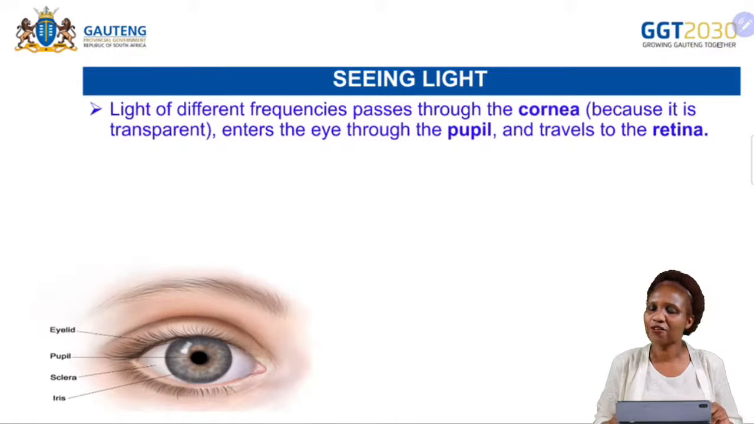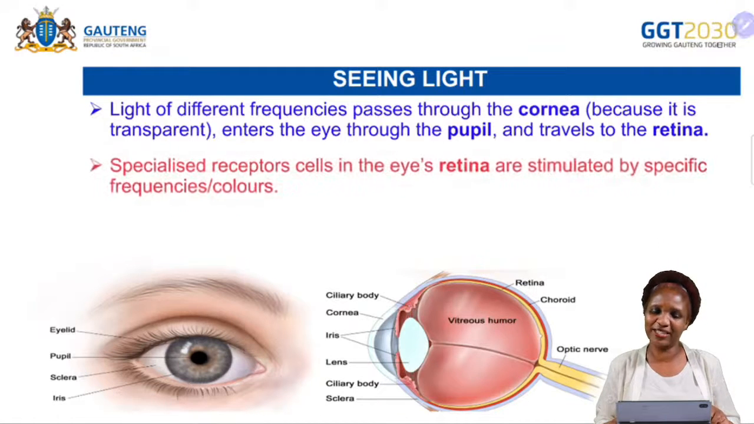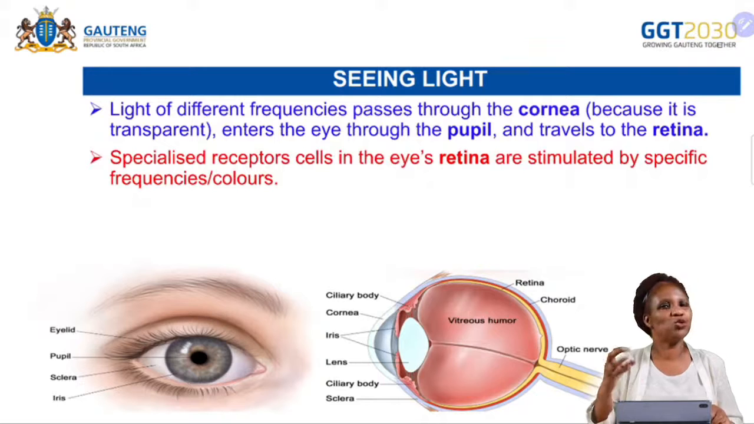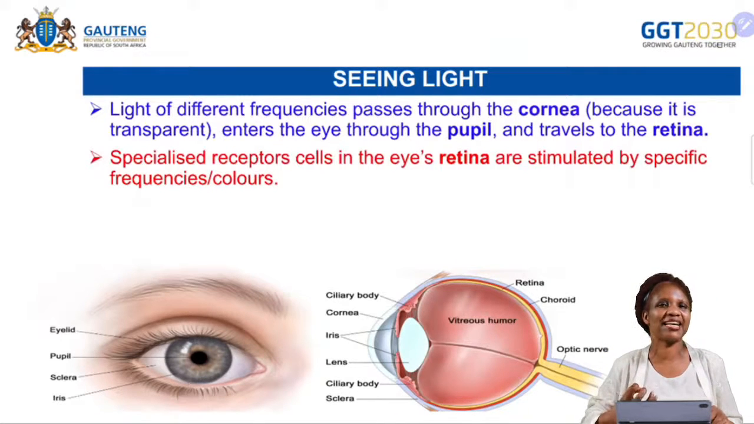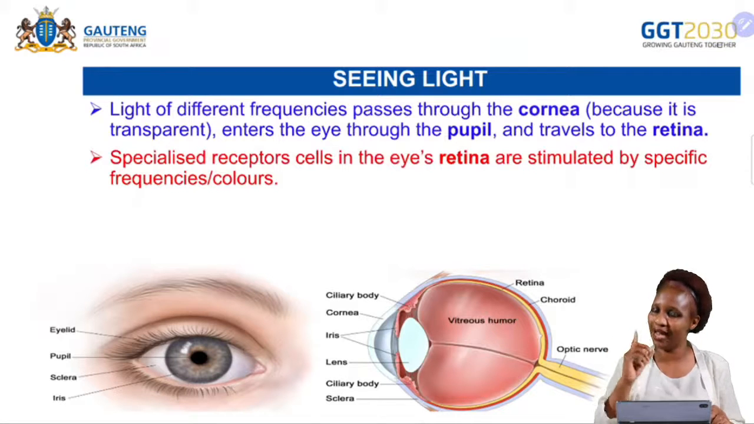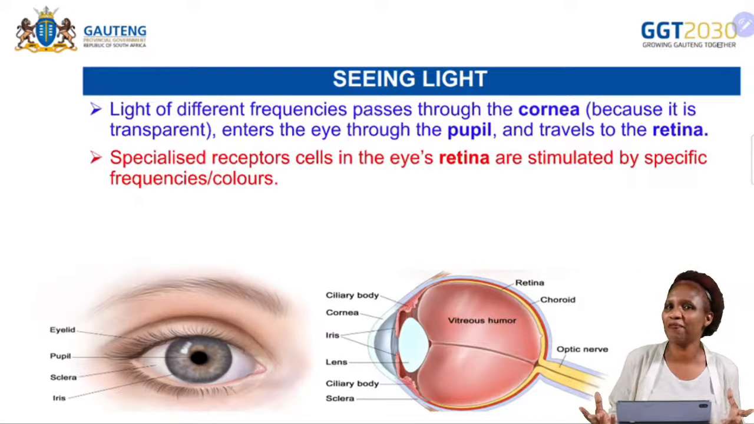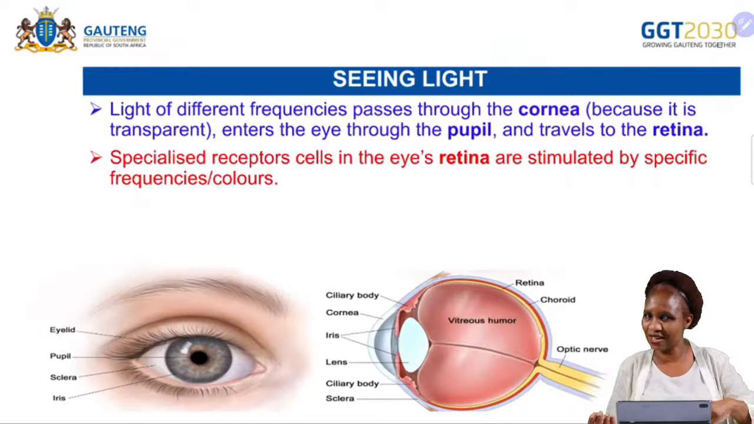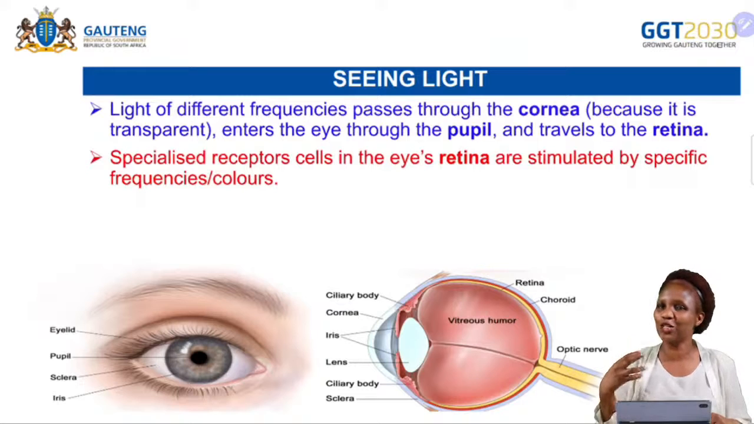Light of different frequencies passes through the cornea because it is transparent and enters the eye through the pupil and travels to the retina. And what happens when it reaches the retina? It forms an image, and it is transported through the optic nerve to the brain. And then the brain is going to interpret it as the color that we are seeing. If the color is yellow, let's talk for example yellow surface, what's going to happen? If white light strikes a yellow surface, and then yellow is going to be reflected to our eyes, and then we are going to see yellow.